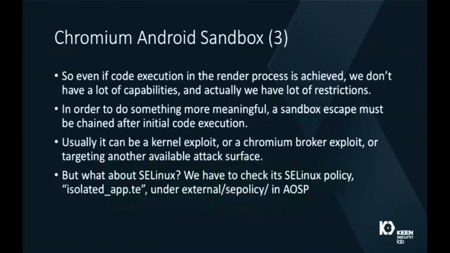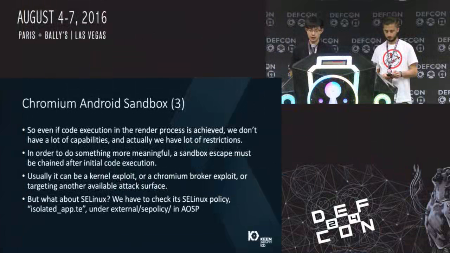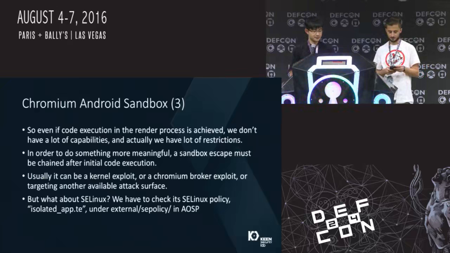So even if you got a bug in the V8 JavaScript engine, you only get code execution in this isolated process, and you need to find some way to escape the sandbox. Otherwise, you cannot read the victim's phone SMS, because the render process has no privilege. You can use a kernel exploit, like PingPongRoot, to break out of the sandbox. You can also use a broker exploit and some other attack surfaces in Android, like Binder, which we will introduce later. First, if you want to find a way to break out of sandboxes, you need to check the SELinux policy.